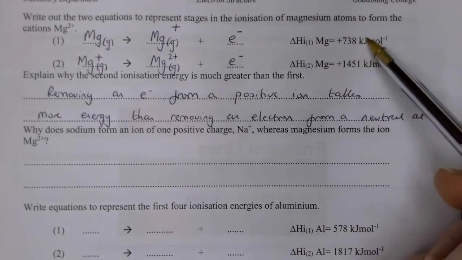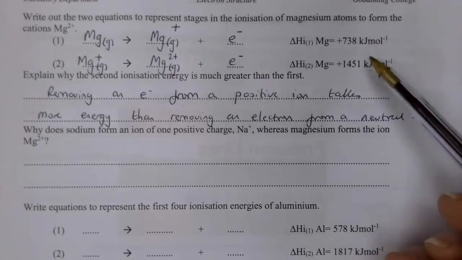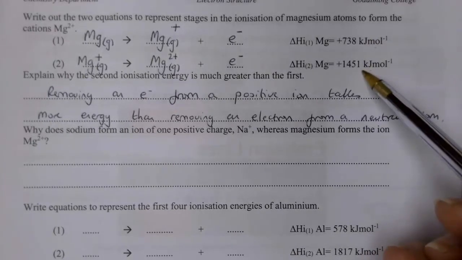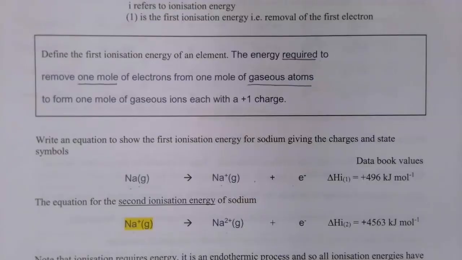Now if you look at the numbers here, we have a jump between 738 and 1451. So roughly doubled. Now if we compare that with sodium, if we look at the first two ionization energies of sodium, we see there's a much bigger jump between the first and the second. And this is our first piece of evidence that we have these principal quantum shells.